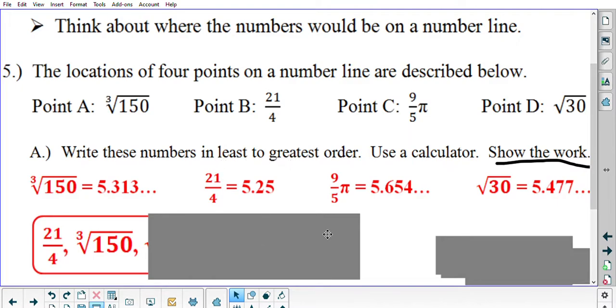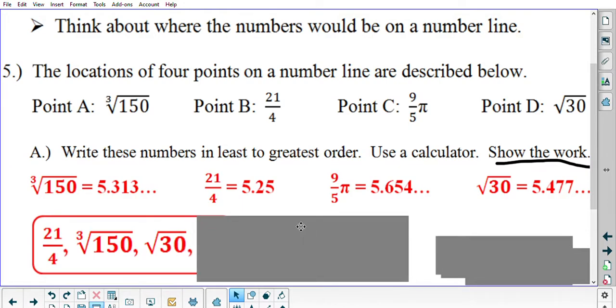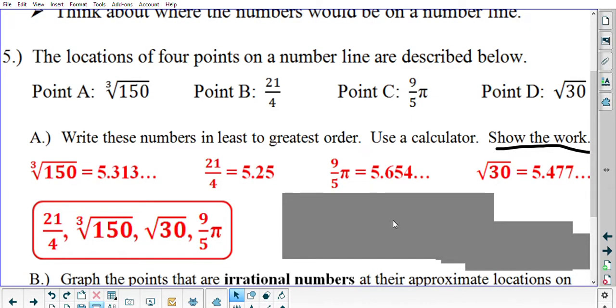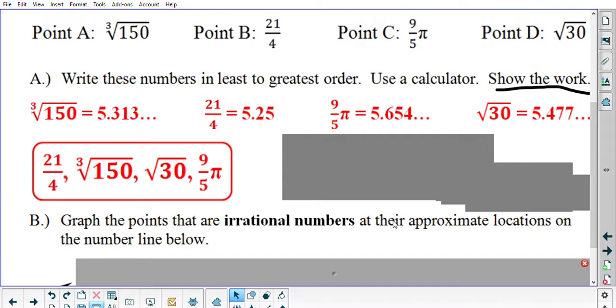Next, I only have 2 more choices left. Is it the 5.4 or the 5.6? It's the 5.4, which was the square root of 30. And then lastly, we have 9/5 pi, because that was 5.6, and that's bigger than 5.4 or 5.3 or 5.2. So that's your answer for part A. Notice I wrote the answers in the original forms of the numbers, not the decimal forms. I hope you did that as well. All right, part B. I would like for you to do this on your own. Hit pause on the video, then hit play when you're ready to do this on your own.